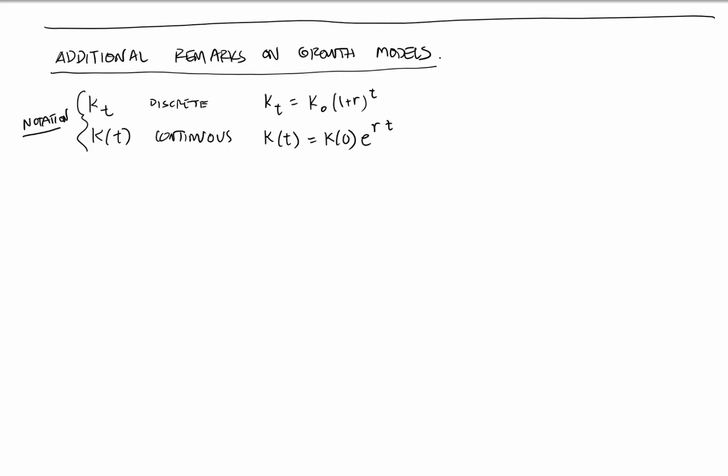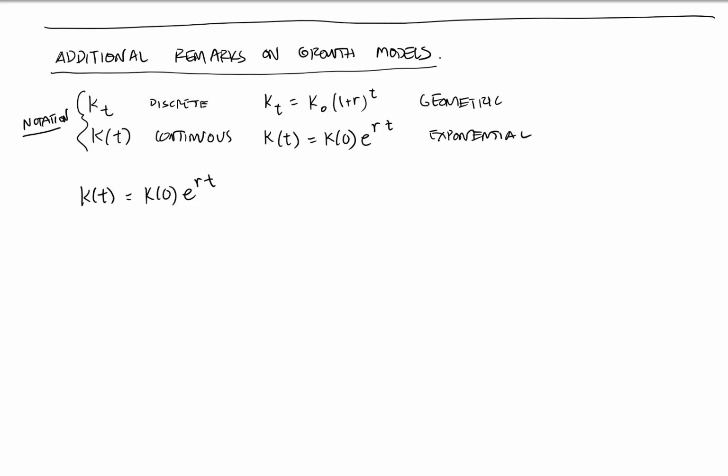My second remark is that there's yet another way that we can describe these growth models. Up to now, I've been talking about this geometric and this exponential. There is an equivalent way to express the exponential model. Let's rewrite this like this. K of t, using our new notation, equals k of 0 e to the rt.